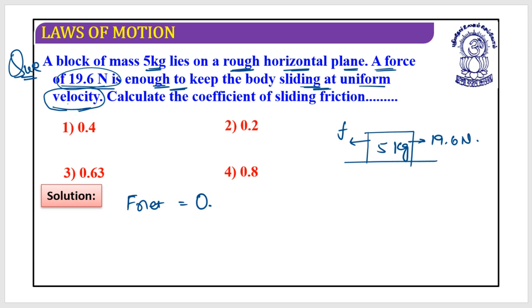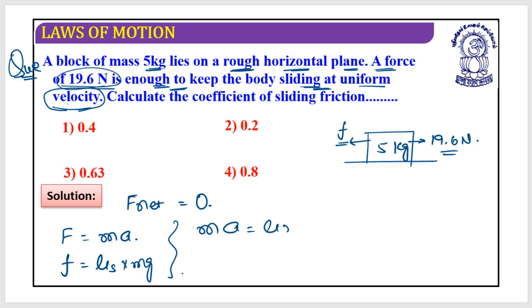When it is a motion of uniform velocity, that means the net force acting on this block should be 0. And in this situation, what can I write? F is equal to ma. This friction should be equal to mu s multiplied by mg in this case, and this force of 19.6 Newton must be there to balance the friction acting on the block. So ma should be equal to mu into mg. This mass has gone.